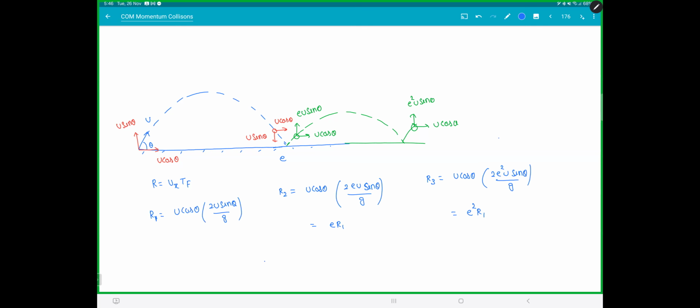So their sequence will be 1 : E : E square : E cube, and so on. It's a geometric progression. Clear? Every time you hit the floor, only the vertical component changes, horizontal remains the same. So the range becomes E times. Easy? Clear? Next one.